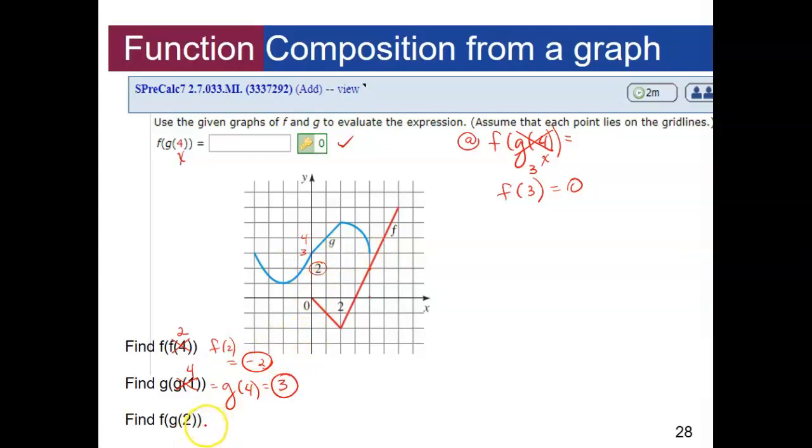And then finally here, if we go to 2 and we use the g, that's the blue graph, we're going to be at 5. So all this is 5. So now I need f of 5. So f of 5, go over to 5 on the x-axis and go up and over, and so that value is going to be 4.